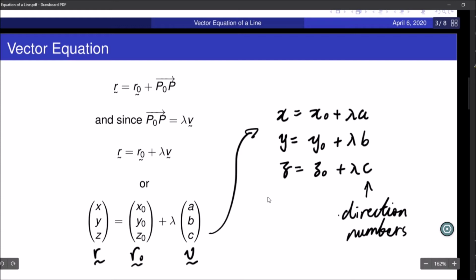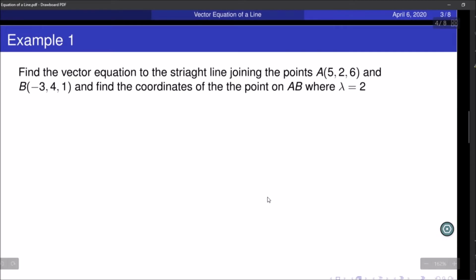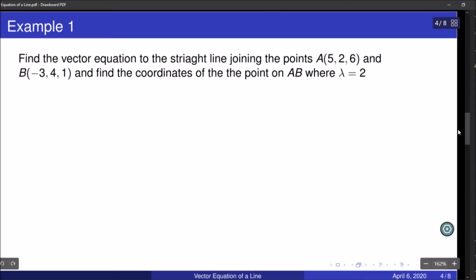Alright, so how do we apply this? Now let's look at a simple example. Find the vector equation of the straight line joining points (5, 2, 6) and (-3, 4, 1), and then find the coordinates of the point on this line where lambda is 2. So how do we find it?